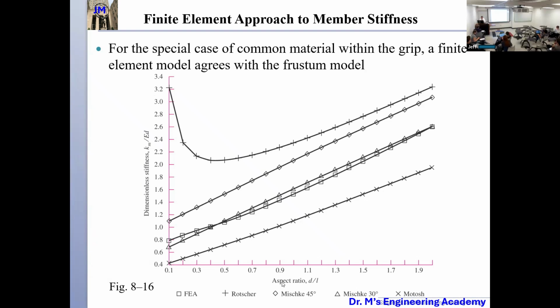So this is the aspect ratio, d divided by L. d is the diameter, L is the length. So that is the aspect ratio. And here is a dimensionless stiffness, a normalized one, divided by Young's modulus.